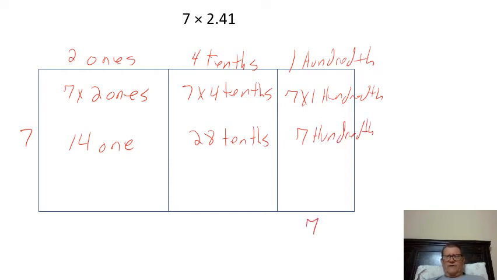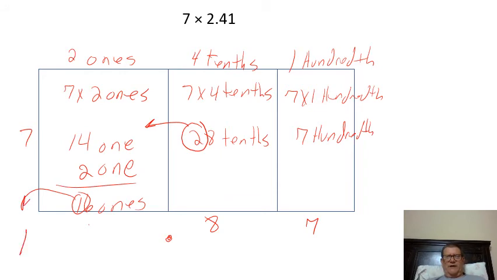So the 7 can stay. Now the 28 tenths, we know we got 20 tenths right here. And that's going to come over here and become 2 ones. And we have our 8 tenths remaining. We add this up, we got 16 ones. Well, we know this 10 is going to have to come over here as a 10, leaving us our 6 ones. So we end up with 16 and 87 hundredths.